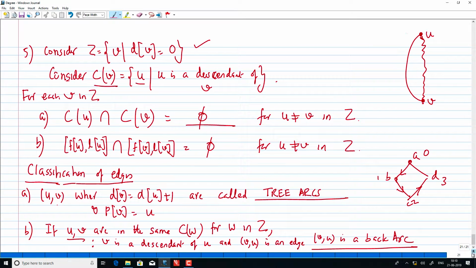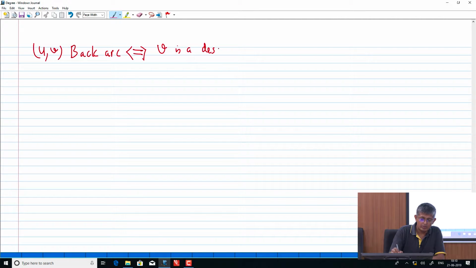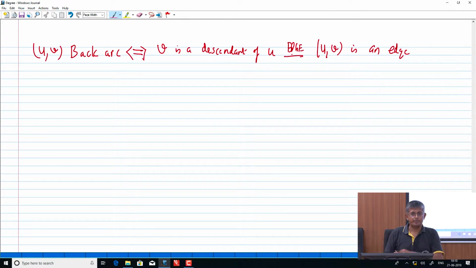So therefore, UV back arc if and only if, right, and let's see what this means. Recall, this actually meant a sequence of vertices V1, V2, VR, U, right, and then V.